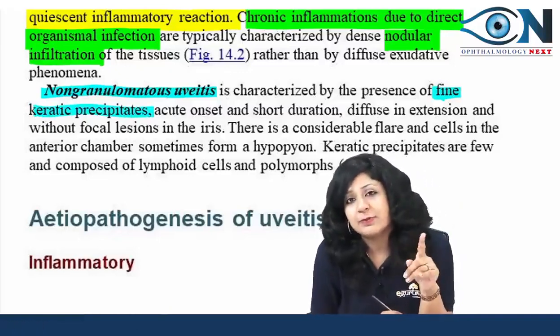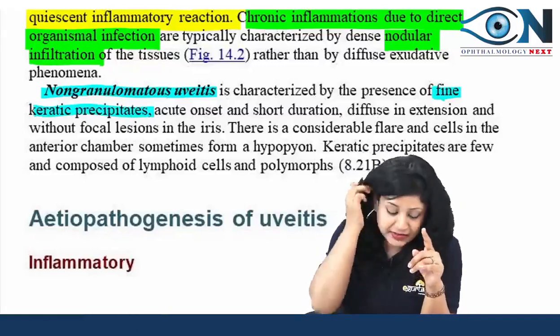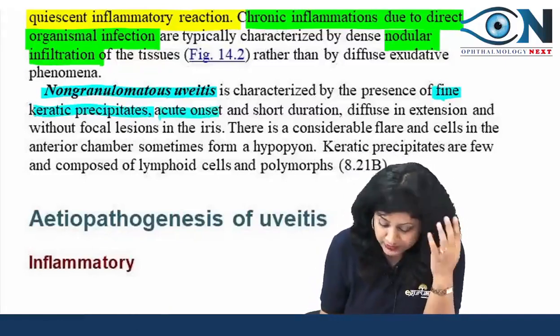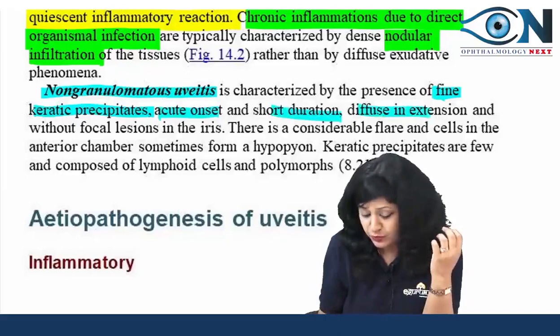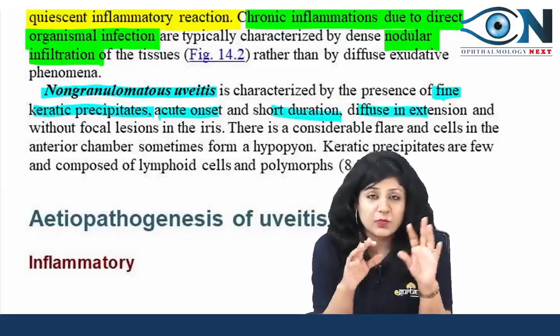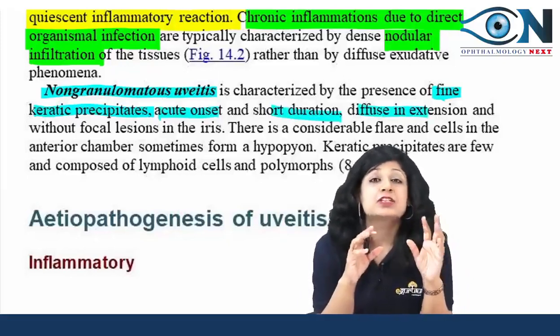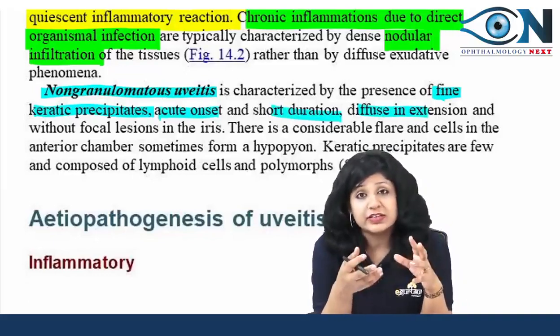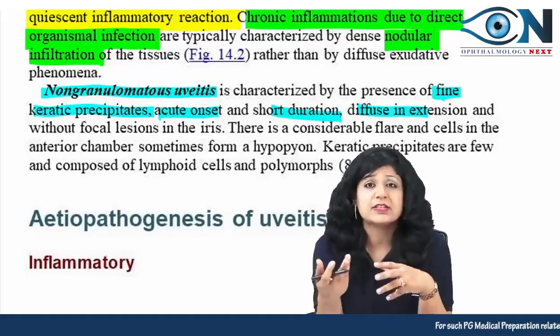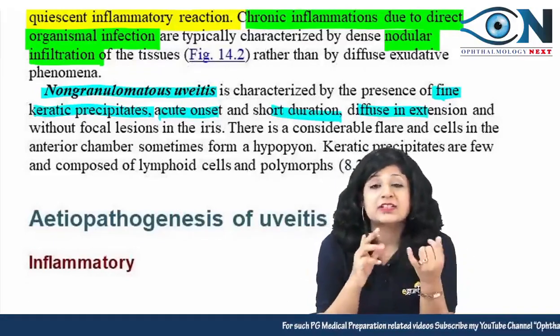Mutton fat KPs will be your macrophages, and this will be comparatively acute onset, shorter duration. This will be diffuse. So there is a clear-cut demarcation. If you see one hand, I have granulomatous, chronic it is, nodular it is, mutton fat KPs it is, while here in the non-granulomatous, acute it is.